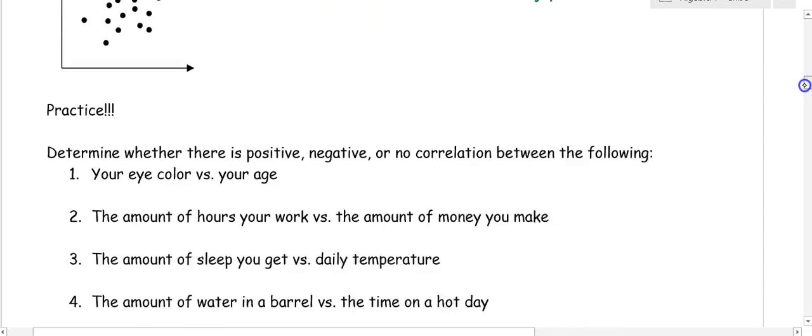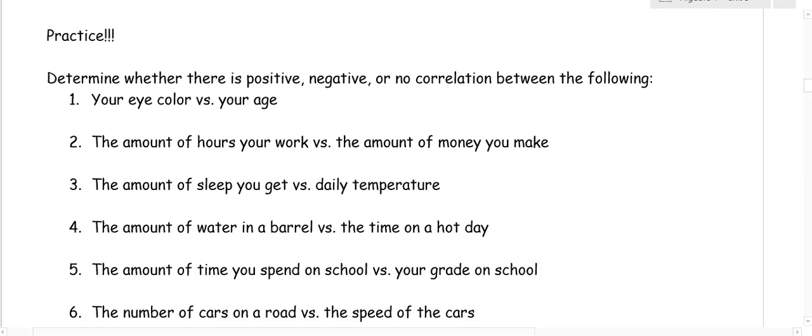So let's practice looking at some examples of correlation. Determine whether there's a positive, negative, or no correlation between the following: your eye color and your age. Well, remember when you're born, your eyes are pretty much the same color the whole time. So this is no correlation. The amount of hours you work and the money you make. This is going to be a positive correlation because the longer I work, the more money I'm going to be getting.